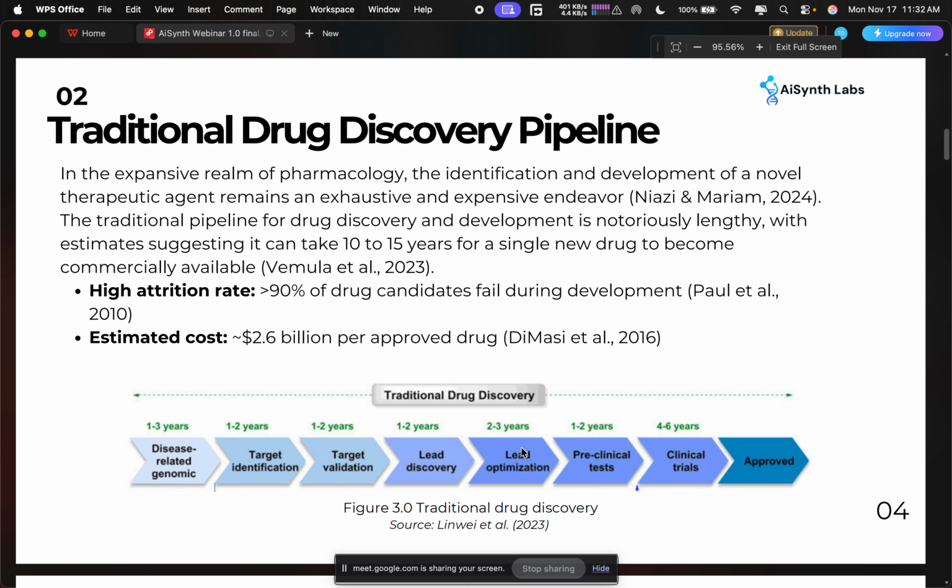Now you have to do some optimization on the drug, on the molecule. Maybe you remove a chlorine atom and put in a methyl group, or you add an amine group somewhere, and try to play around with the drug so as to make it better. And you do that for like 2 to 3 years. Then you move on to preclinical tests.